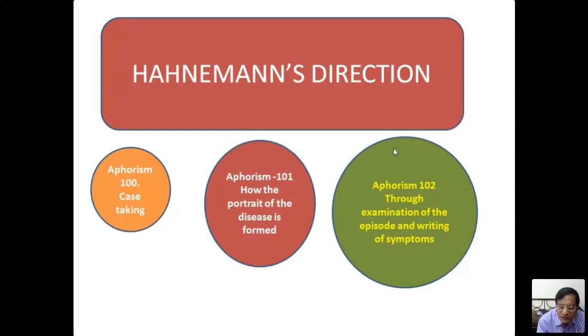Hahnemann's direction in aphorism 100 is case checking; aphorism 101, how the portrait of the disease is formed; aphorism 102, examination of the episode and writing of the symptoms. Please contemplate it. Everywhere he has given an approach, and 102 gives the uncommon, peculiar, characteristic symptoms to be considered by individualistic features, and therefore we have to consider the genus epidemicus.